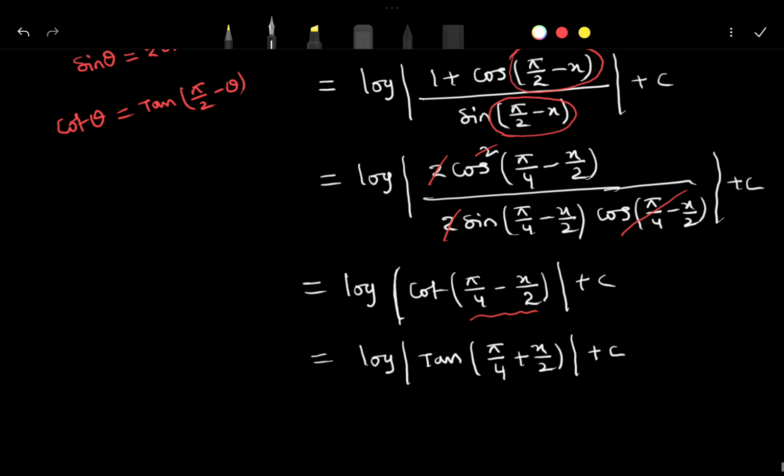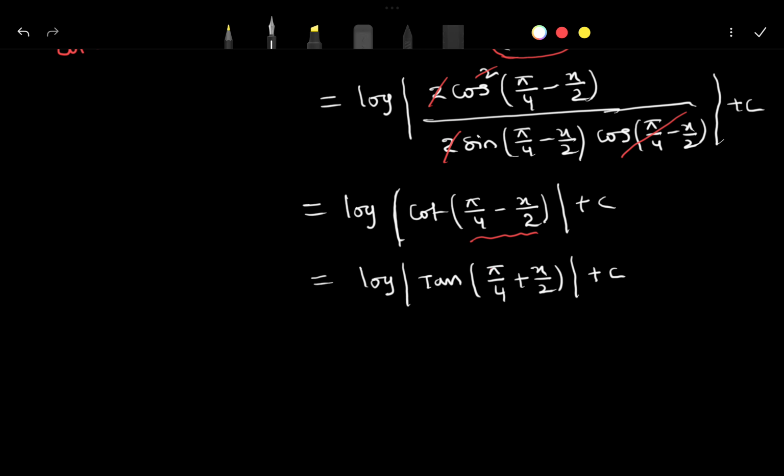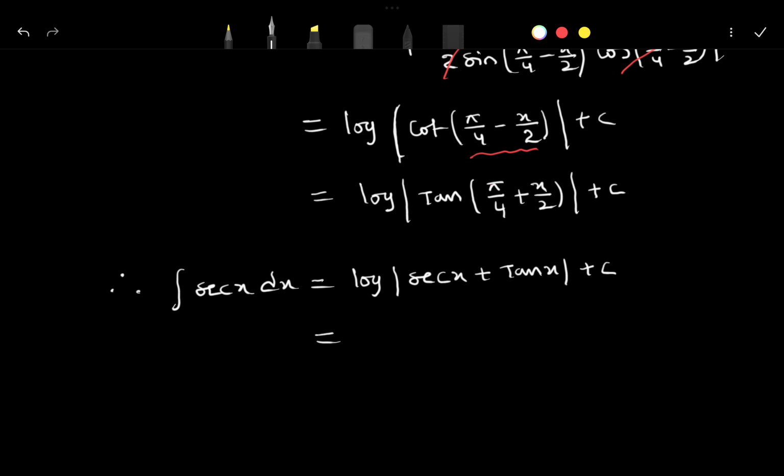So finally, what is the integration of secant x? Therefore, integration of secant x dx, you can write as log of secant x plus tan x. This is one result, secant x plus tan x, plus c. And another result will be log of cot of pi by 4 minus x by 2 plus c.